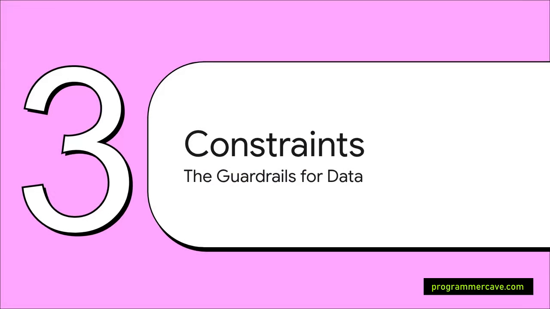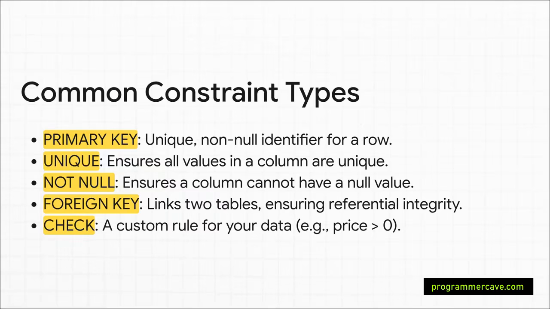So we've organized our data logically with normalization, but how do we actually enforce the rules to keep it clean? That's where constraints come in. If normalization is the blueprint, constraints are the guardrails on the highway, making sure no bad data ever gets into your system. There are a few key types you'll use all the time.